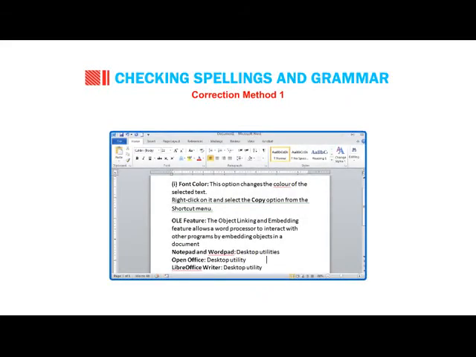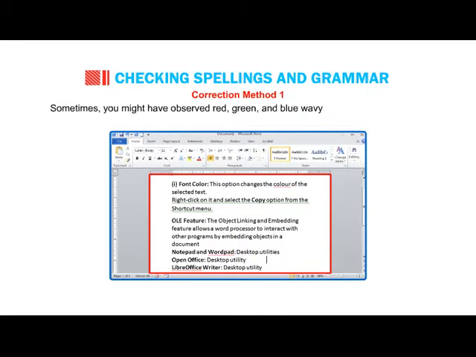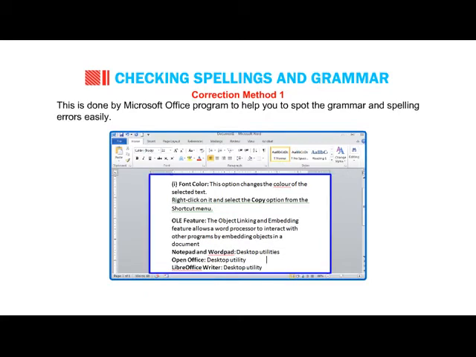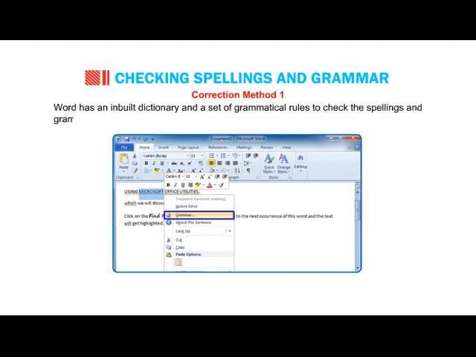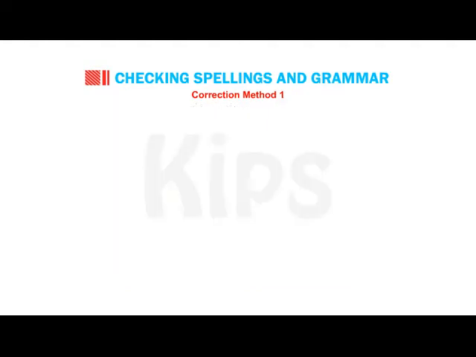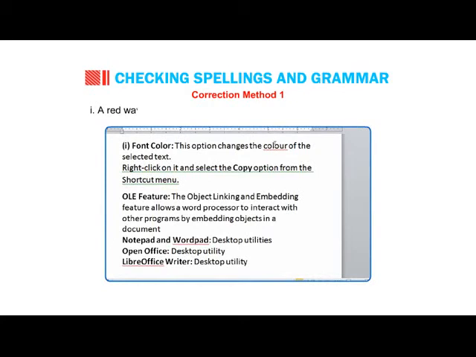Correction Method 1. Sometimes you might have observed red, green and blue wavy lines under a few words in your document. This is done by Microsoft Office program to help you to spot the grammar and spelling errors easily. Word has an inbuilt dictionary and a set of grammatical rules to check the spellings and grammar of the text document. Number 1. A red wavy line under any word signifies the incorrectly spelt word.